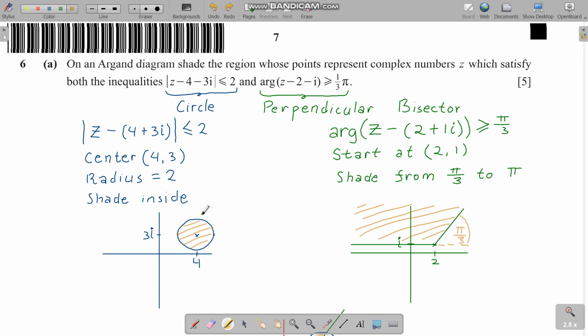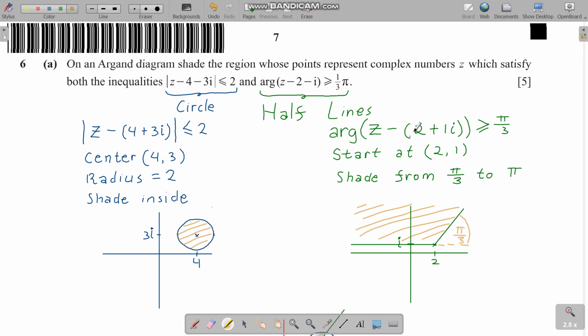Now for the second locus, this is argument something. Actually, it's not perpendicular bisector. Okay, so argument something, this is called a half line. So half lines start from one point and the line goes forever in one direction.